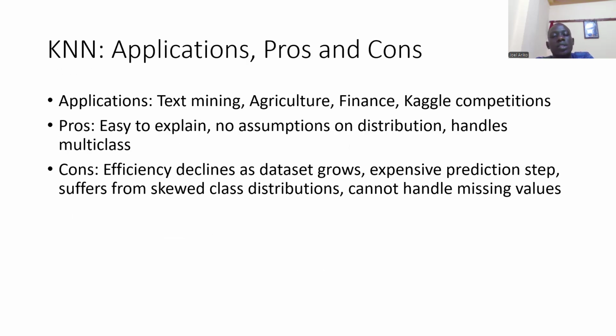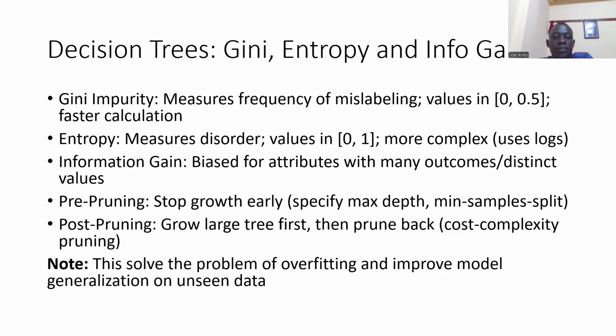Then we have applications, advantages and constraints of the KNN. In the applications, we have text mining, agriculture, finance, and Kaggle competitions. Advantages: it's easy to explain, it has no assumptions on the distributions, and it handles multiple classes. Then constraints: efficiency declines as the dataset grows, it cannot handle missing values, and so on.